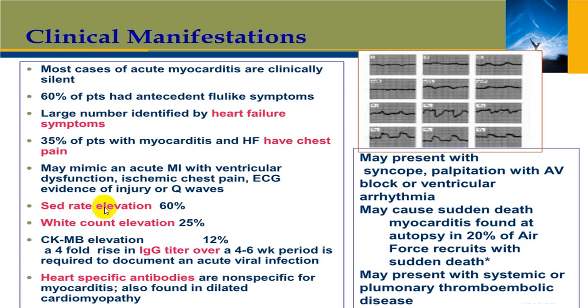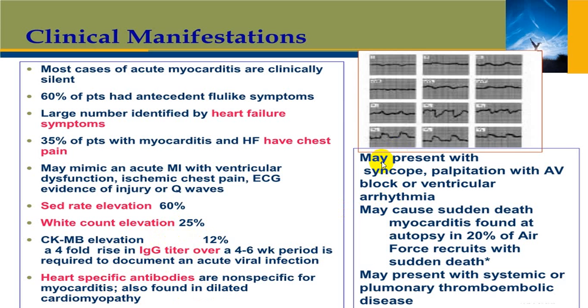Heart rate will be elevated, tachycardia. WBC count will be elevated in 25%, CPK will be elevated in 12%. Specific antibody may be elevated in myocarditis, particularly in case of a dilated cardiomyopathy.